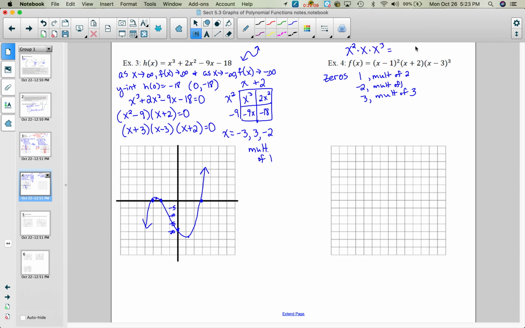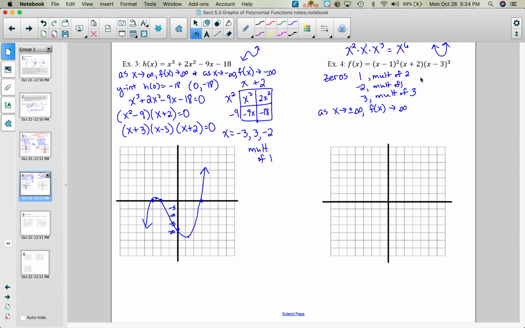So my leading term, if you add the exponents, is going to be x to the 6th. So this is going to be an even degree polynomial, and it's positive, so both ends up. Notice I didn't bother even multiplying out the whole thing because I really don't need to. So I know that as x goes to plus or minus infinity, f of x goes to positive infinity because both ends are up, because it's an even degree polynomial.